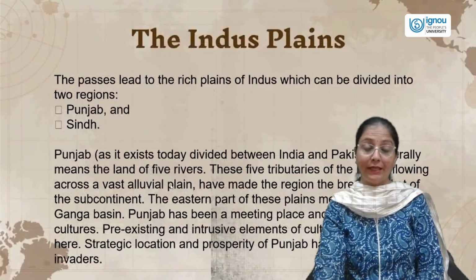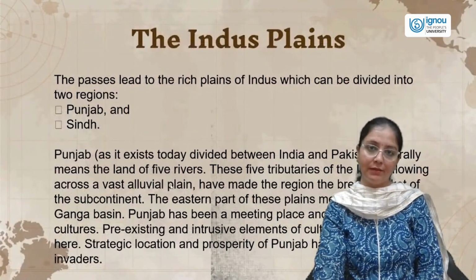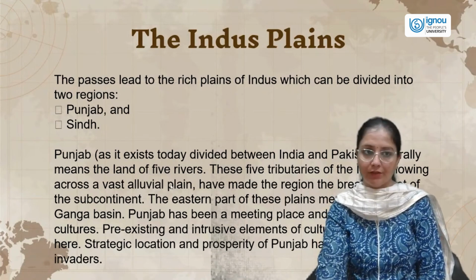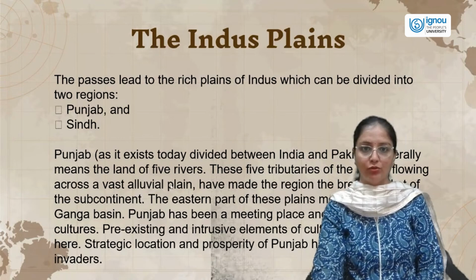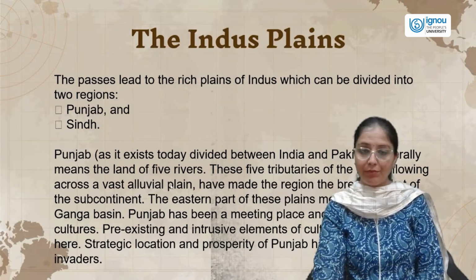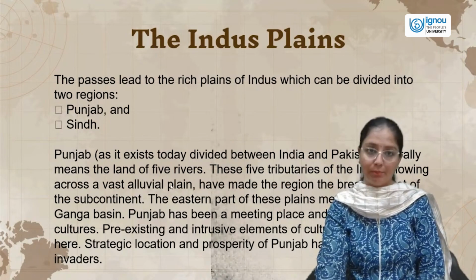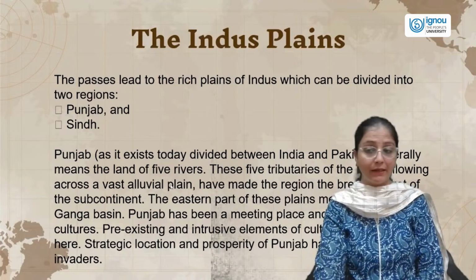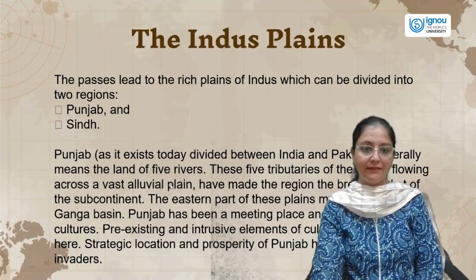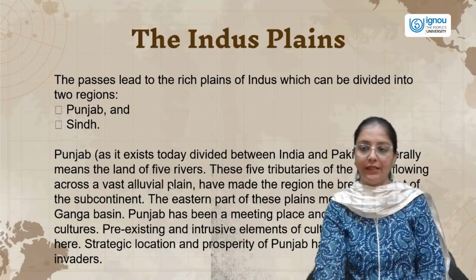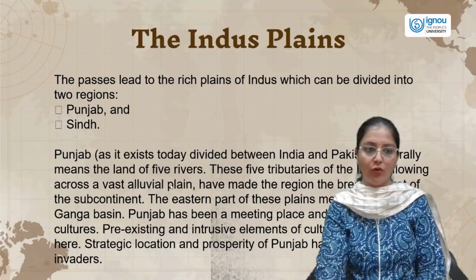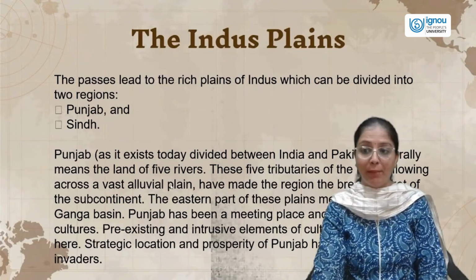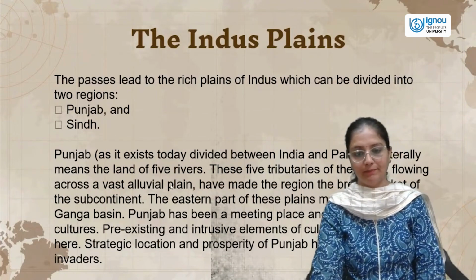Next, we will study about Indus Plains. You have listened about Indus Valley civilization. You have listened about Indus River. The passes lead to the rich plains of Indus, which can be divided into two regions, Punjab and Sindh. Punjab, divided between India and Pakistan at that time, literally means the land of five rivers. These five tributaries of Indus flowing across a vast alluvial plain have made the region the breadbasket of the subcontinent.